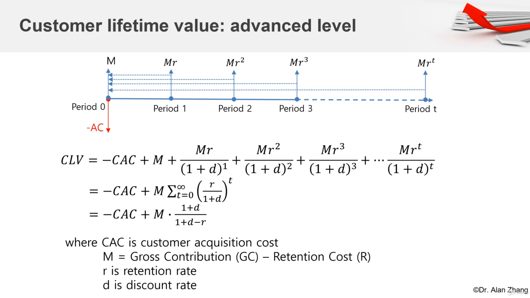The fourth component deals with period 2, which has capital M multiplied by retention rate to the second power, divided by 1 plus discount rate, also to the second power. It means only R percent of customers who were retained at period 1 will contribute at period 2. And the net contribution needs to be discounted back 2 periods. Similarly, all future cash flow will follow the same pattern.